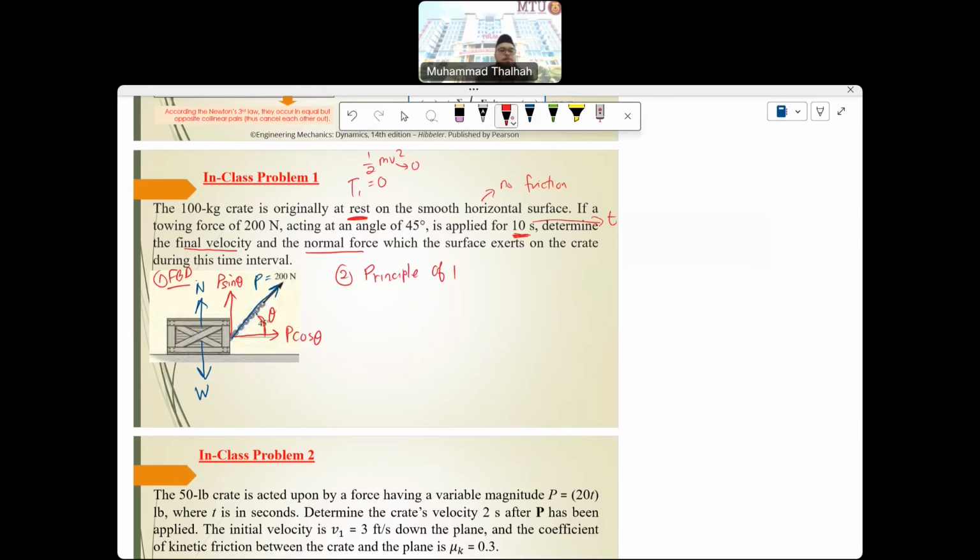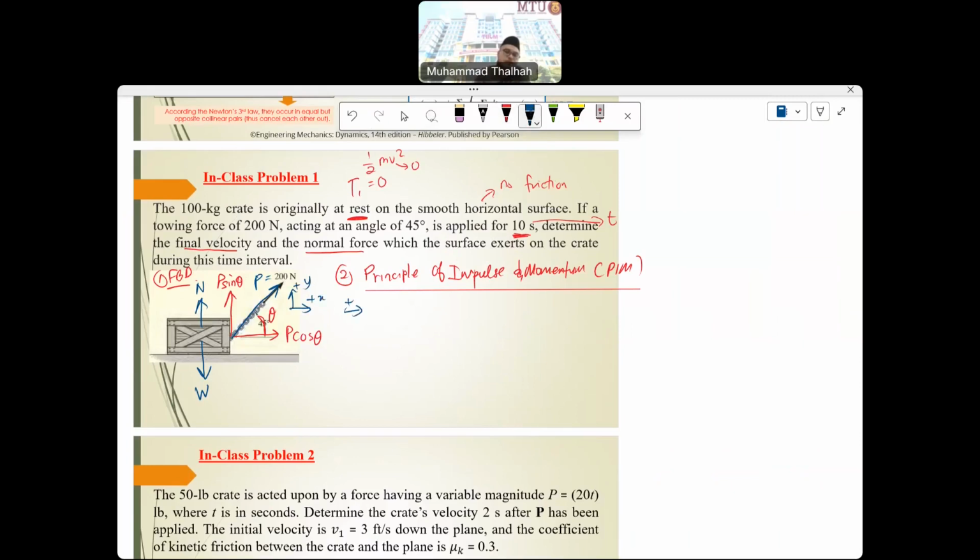Principle of impulse and momentum. So now we are gonna analyze in the X and Y direction. Makes our life easy, right? So let's see. In the X direction, let's put our convention plus this way and plus this way for X and for Y. Now for X direction, you're gonna say what's the principle of impulse and momentum?